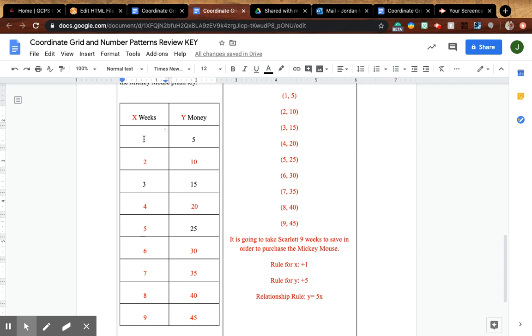The rule for X, if you look down the X column, it's just increasing by 1 each time. So we just list that as +1. The rule for Y, it's increasing by 5 each time. So we list that as +5.